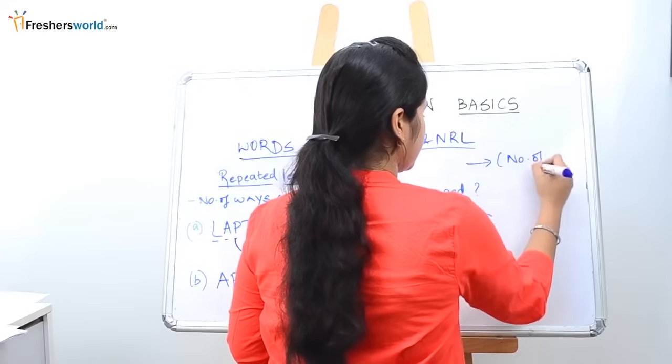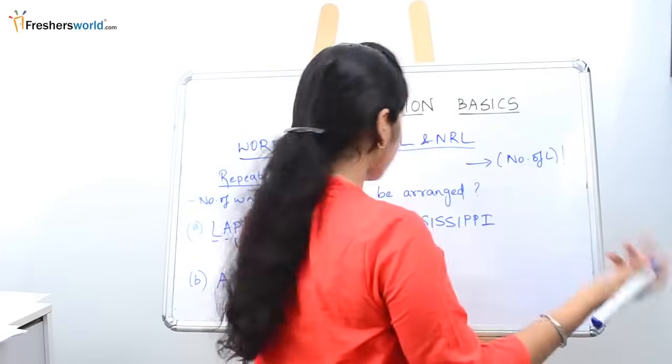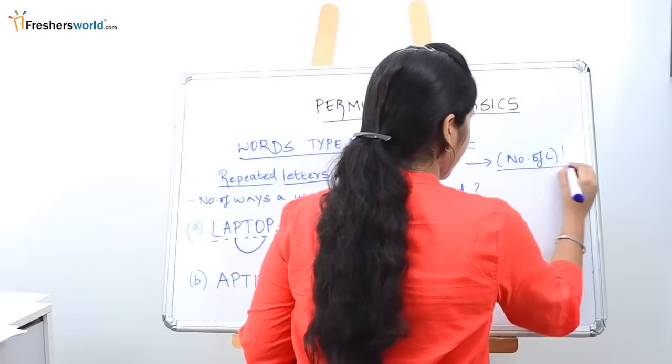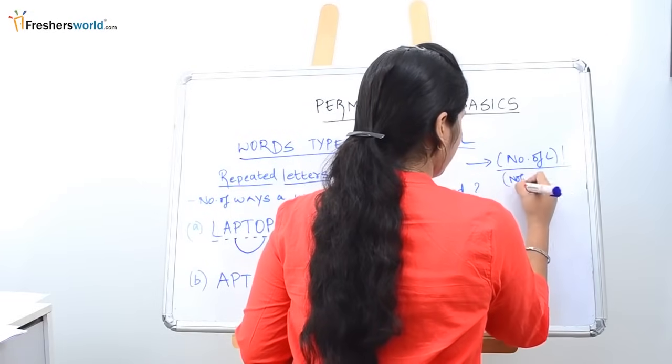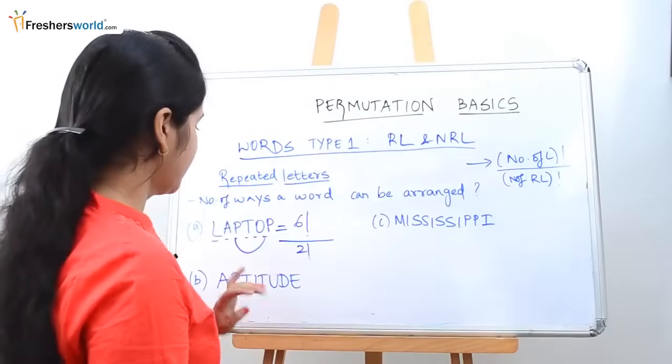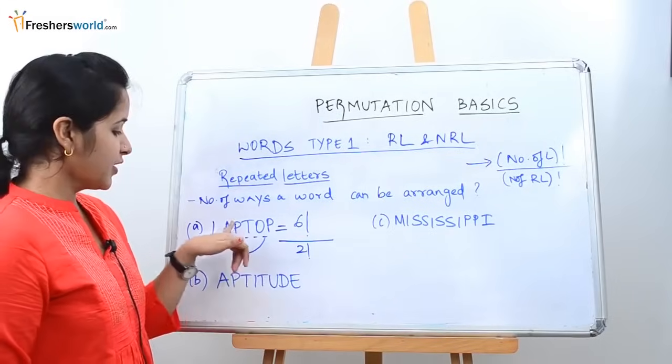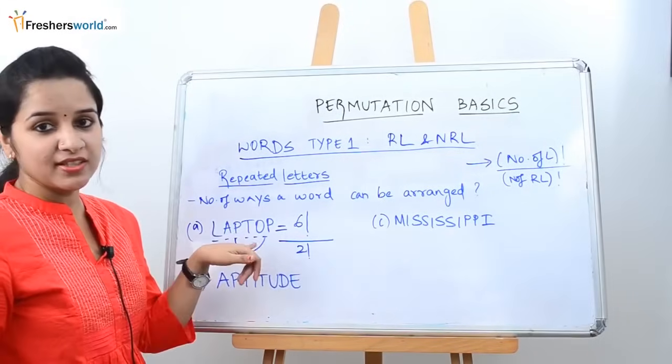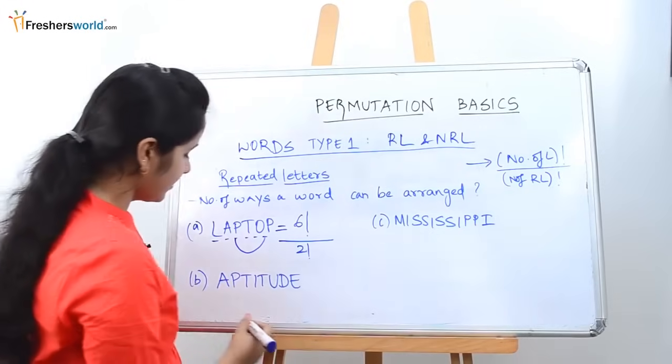Number of letters factorial, divided by the factorial of the number of repeated letters. Always remember this. Once you solve it, you will get the answer for the number of ways the word laptop can be arranged. Let's take another example.